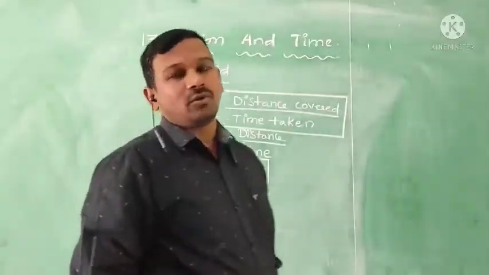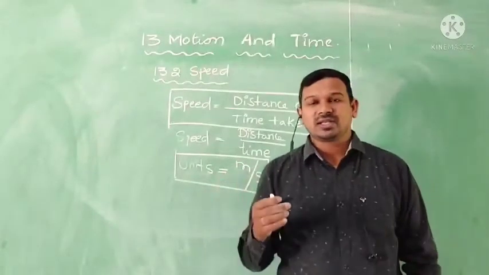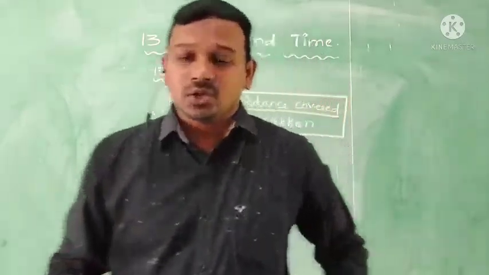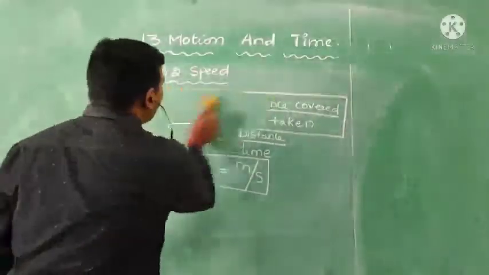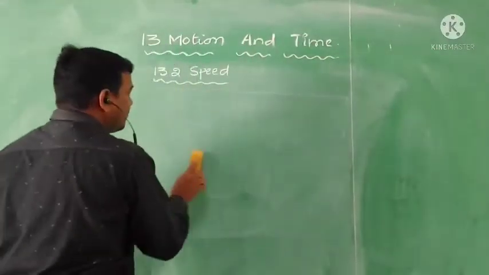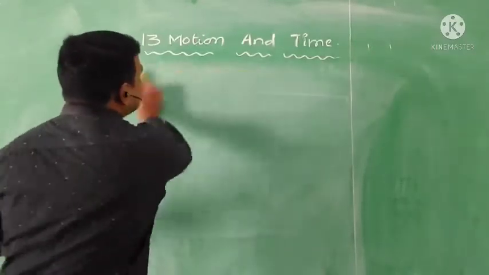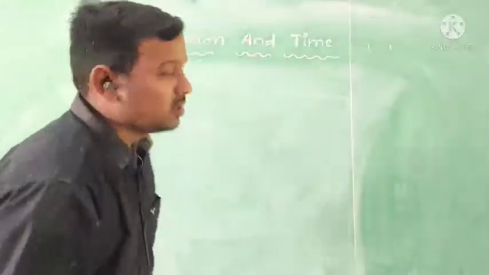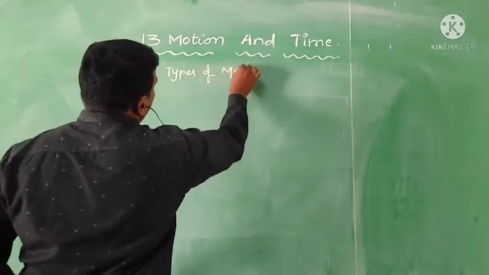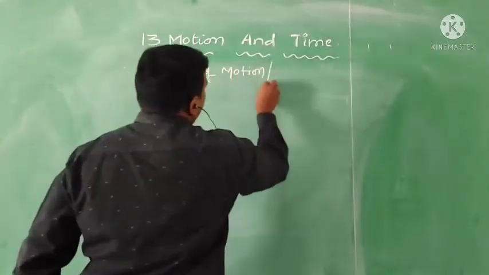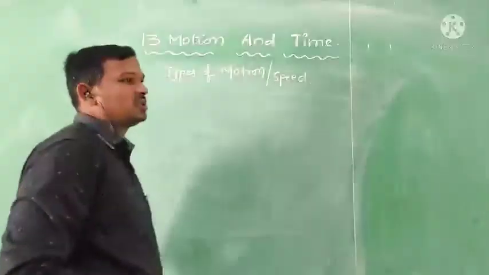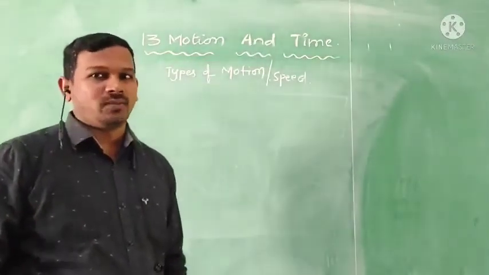Okay children, so we studied about speed. Now we are going to discuss types of speed or types of motion. Based upon the time taken to cover the distance, based upon the distances covered in a given interval of time, we classify speed or motion into two types. So we can write here types of motion or speed. There are two types of motions: uniform motion, non-uniform motion.